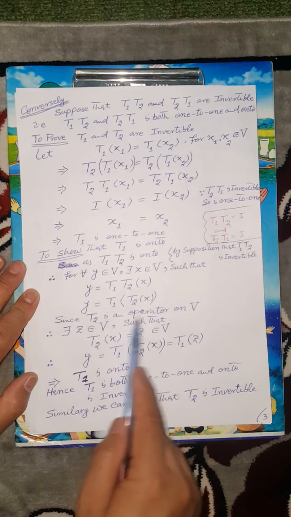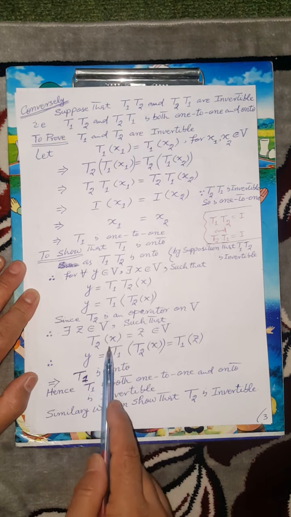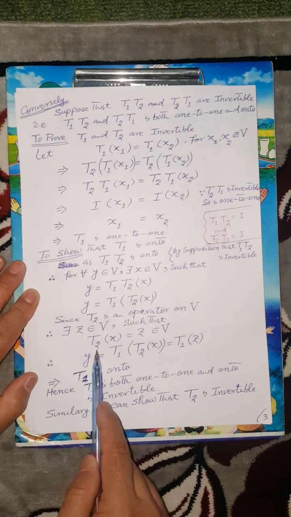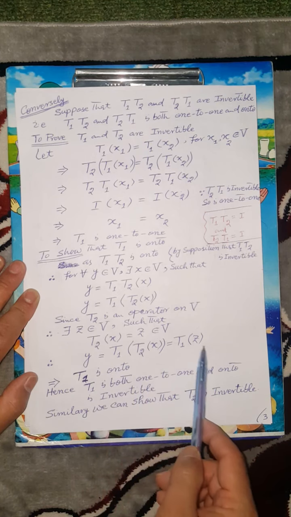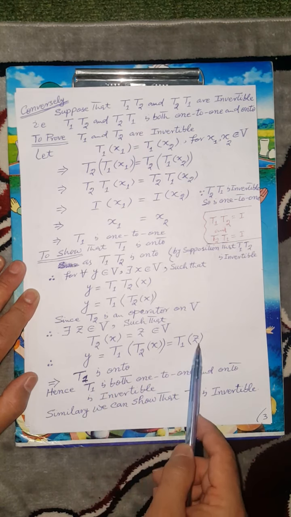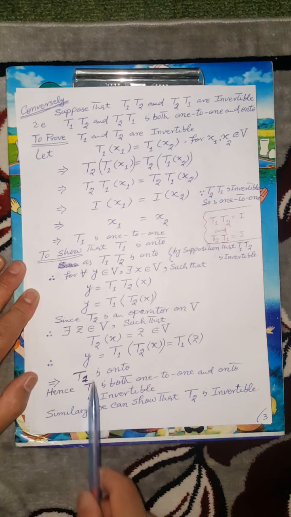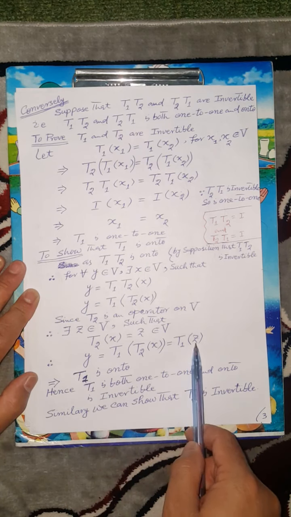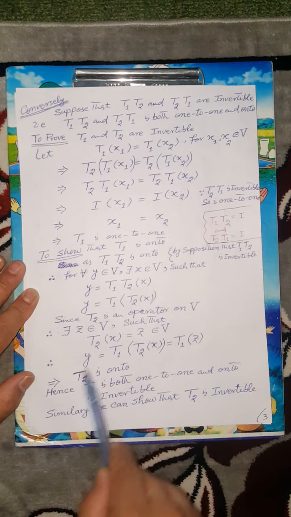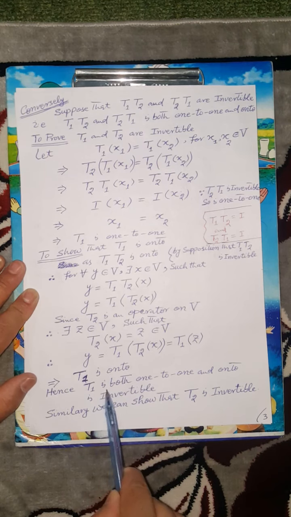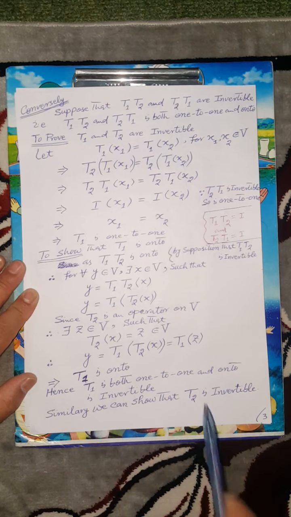Since T2 is an operator on V, for each x in V, the image of x under the linear transformation T2 is some z, that is T2 x is equal to z, and the image of z under the linear transformation T1 is y. That is, for each element y in the vector space V, there exists an element z in V such that the image of z under T1 is y, that is T1 is onto. Hence T1 is both 1 to 1 and onto, so it is invertible. Similarly, we can show that T2 is invertible.